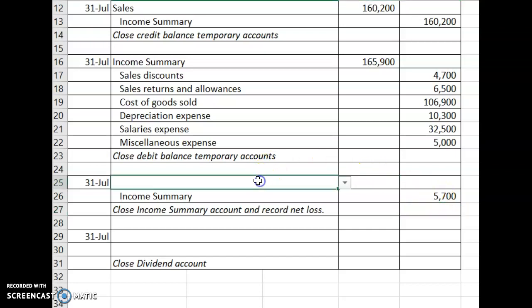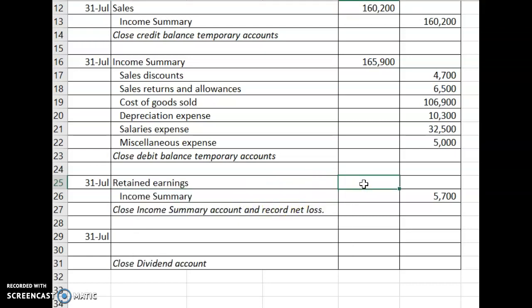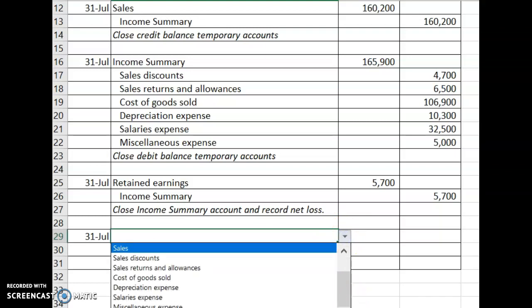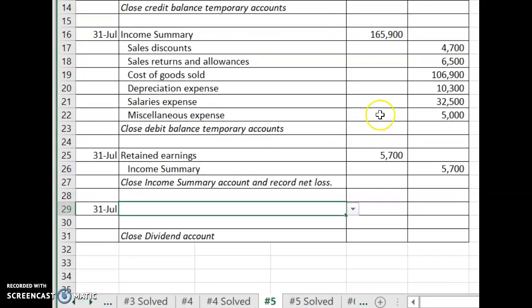When I have a net loss, that affects my retained earnings. Net income increases retained earnings. A net loss will have the effect of decreasing retained earnings. We used up some of the earnings that we had previously. So we're going to debit that for $5,700. Finally, we'll close our dividends account, and that's a debit to retained earnings for $7,000 and a credit to dividends for $7,000, closing out the dividends account. That concludes this lesson.